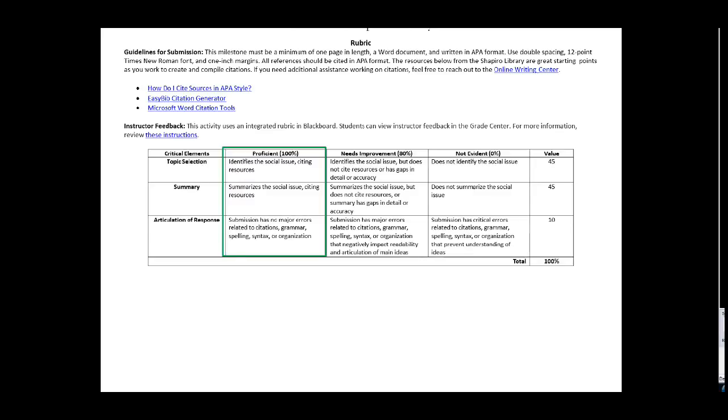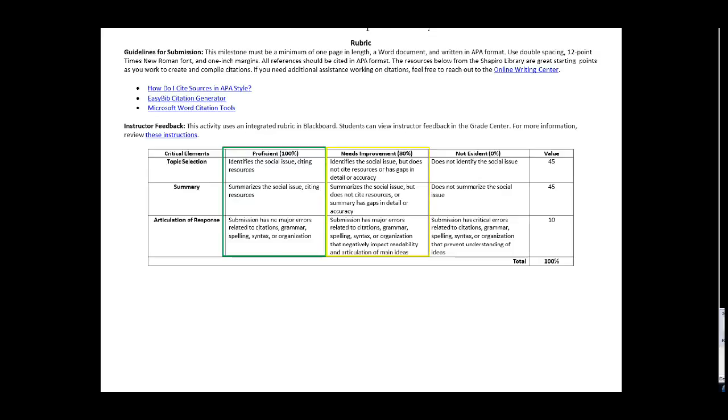So in topic selection, you identify the social issue, citing resources. So citing your scholarly resource, that is important. If you don't do that, then you hit that needs improvement area, which we'll talk about. Summary summarizes the social issue, again citing resources. And articulation of response, these are your writing mechanics. This is the grammar and the spelling and the citations and all that other stuff.